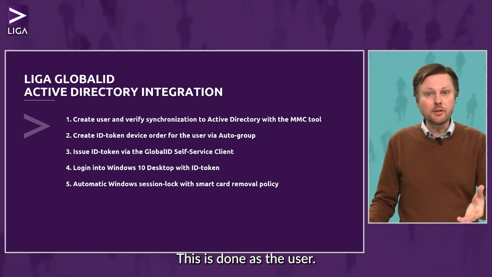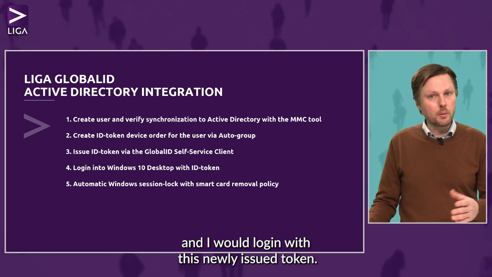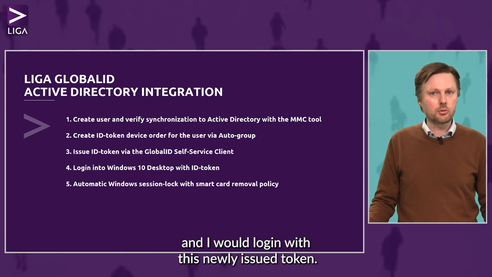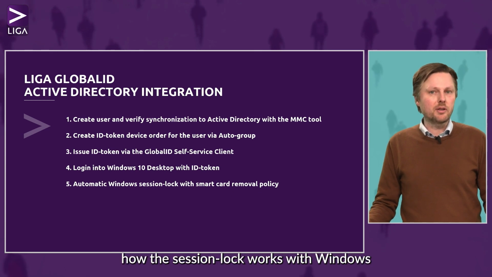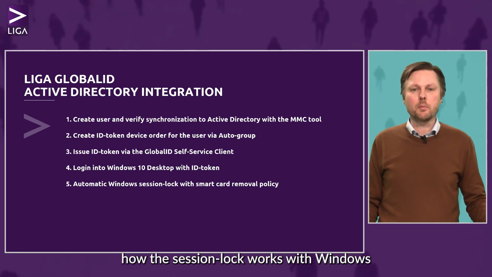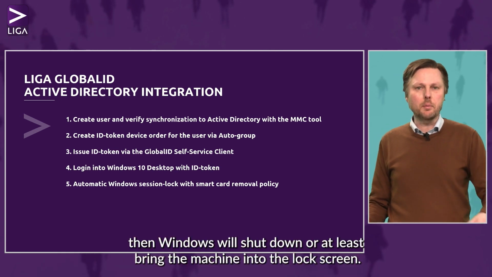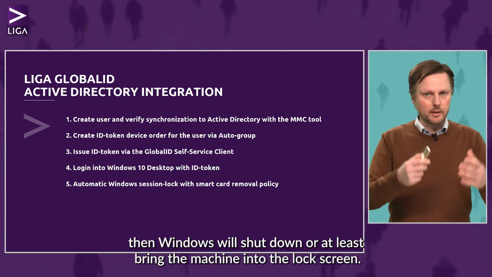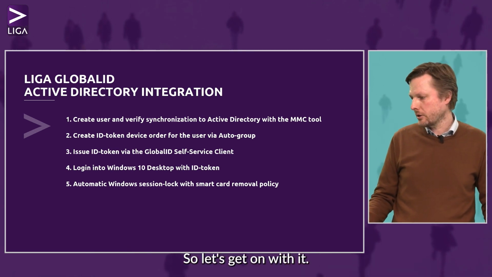This is done as the user. Then I will go to a Windows 10 desktop and I will log in with this newly issued token. And finally, I will show you how the session lock works with Windows. When I remove my ID token from the reader, then Windows will shut down or at least bring the machine into the lock screen. So let's get on with it.